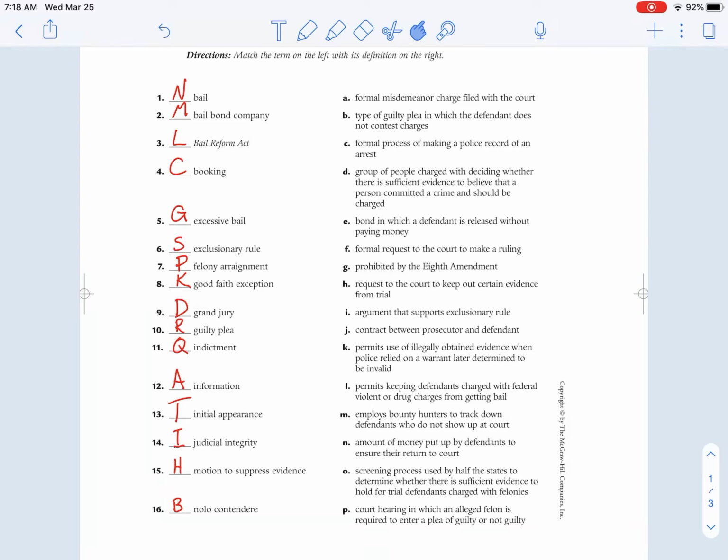Good morning. We're going to go ahead and look at the judicial process matching activity. So we'll just go through each one of them, make sure you're on the right page.